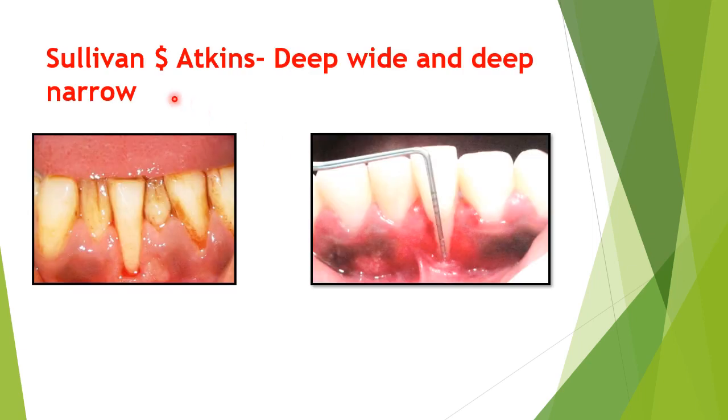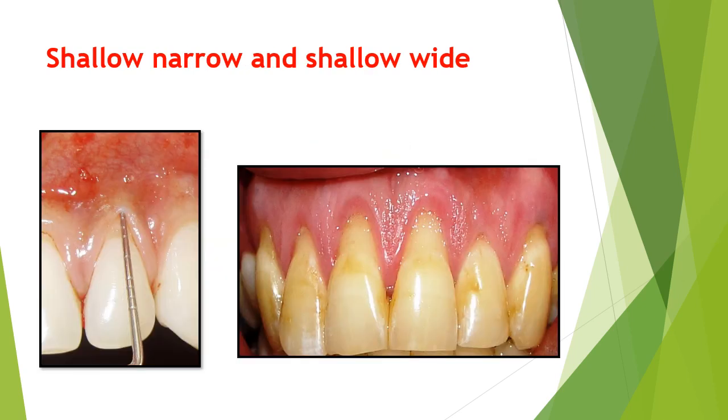This is another classification I was talking about, Sullivan and Atkins, and you can appreciate that this is a deep recession, more than 3 mm. It is a deep and wide recession, and in this it is deep but narrow recession. And here it is a shallow recession, less than 3 mm, and it is narrow, and here you can appreciate they are shallow. They are not approaching the mucogingival junction, but they are wide recessions.